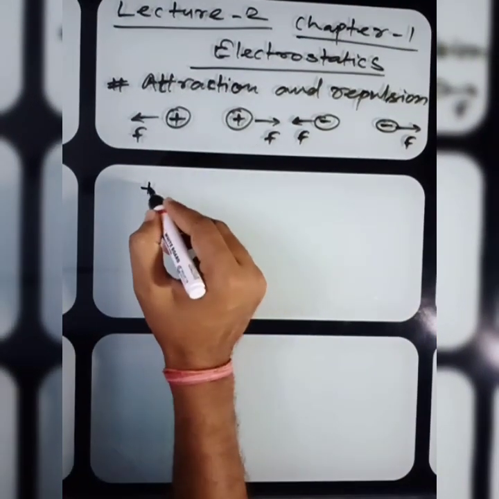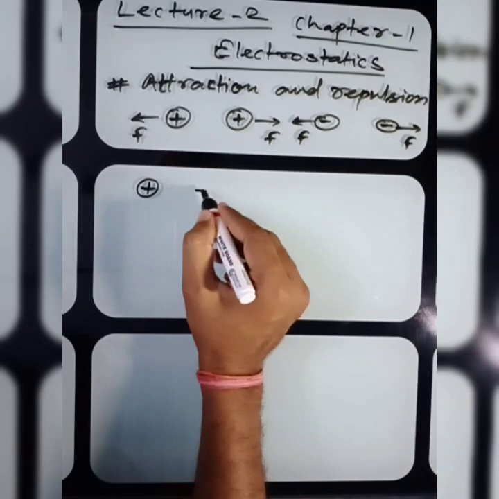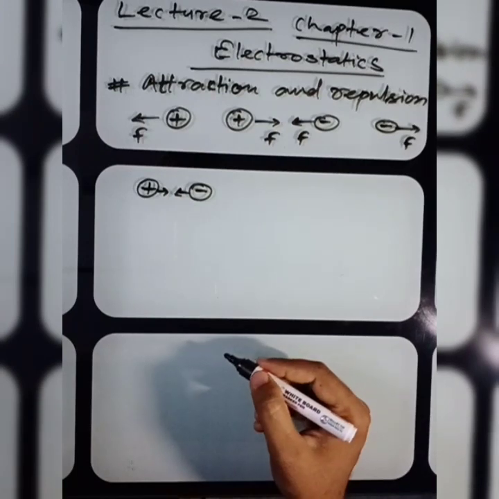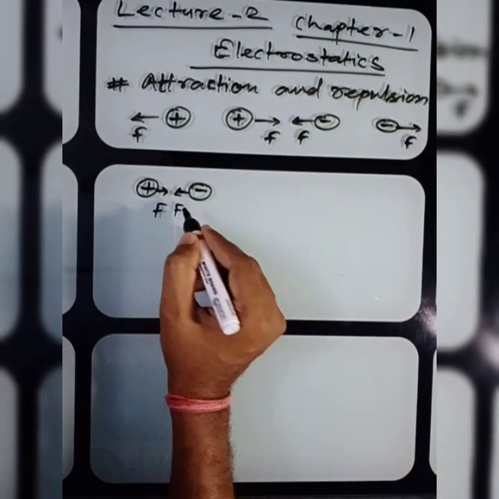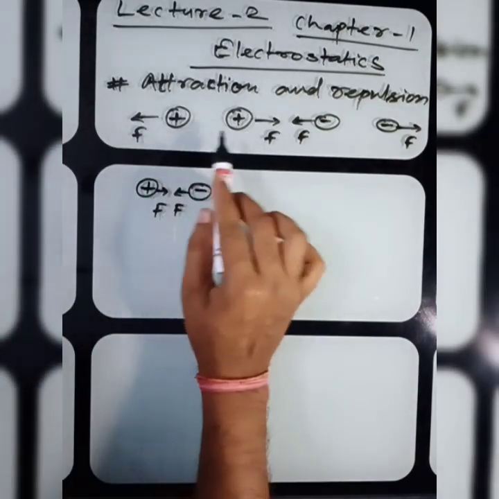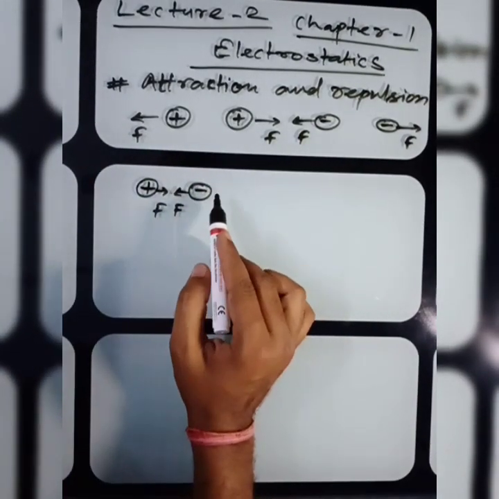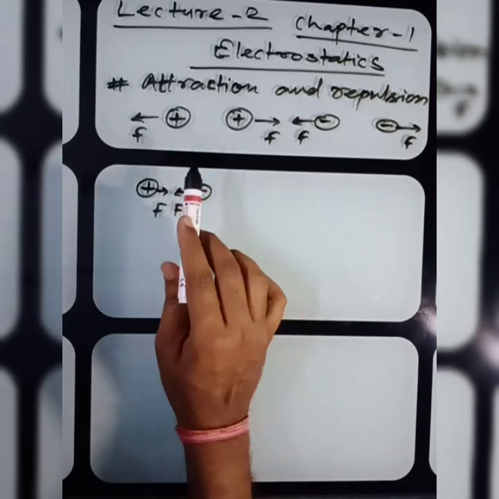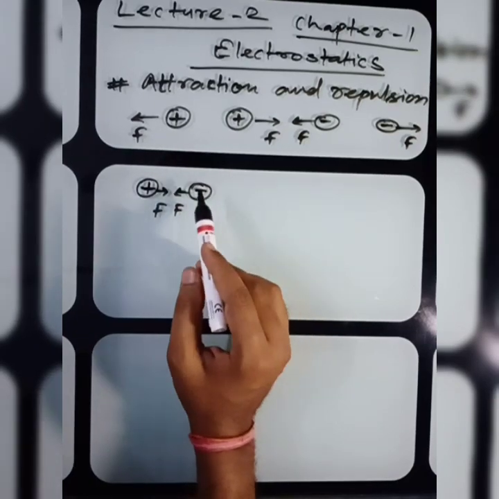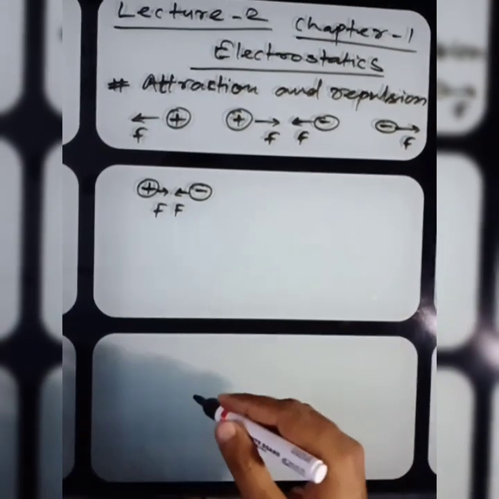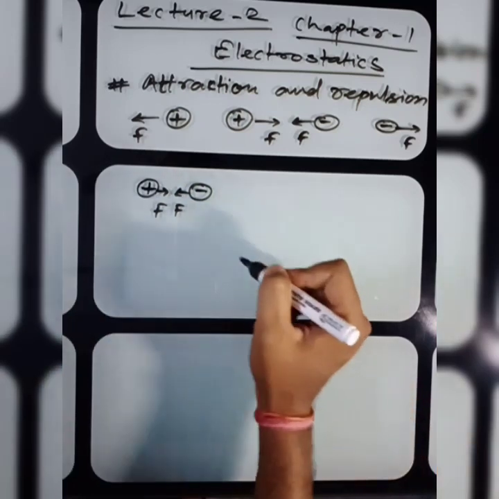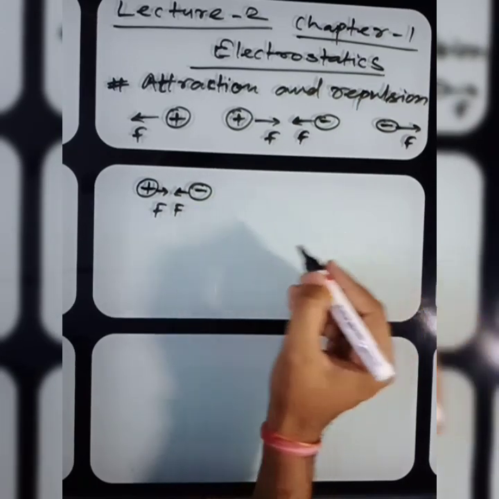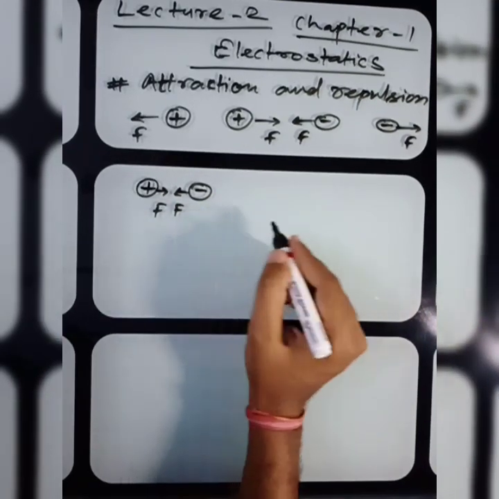If one is positive and another is negative, that is unlike charges, they will attract each other with electrostatic force. While they repel each other or attract each other, there will be some gravitational force also, but in comparison to this electrostatic force, gravitational force becomes very small. So while solving numericals, we neglect the gravitational force, because the gravitational force will be 10 to the power minus 36 times this electrostatic force. So we'll neglect that force.